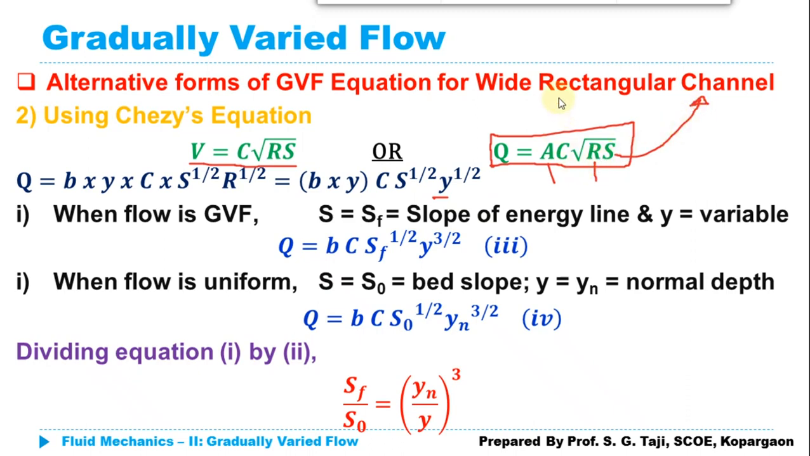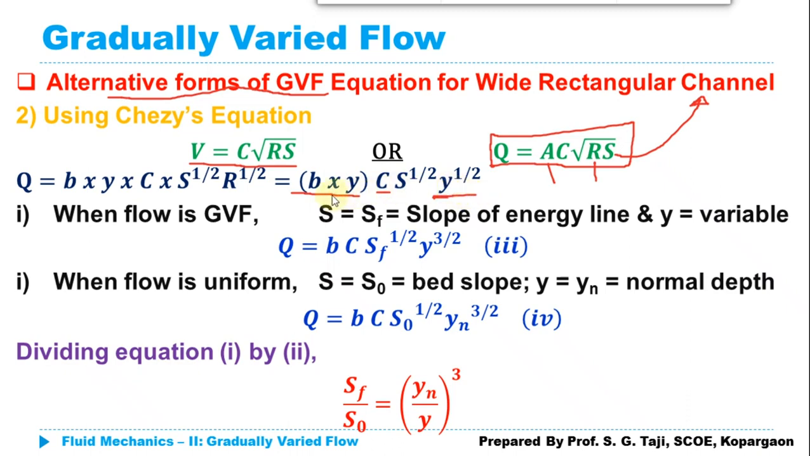So if we are considering a wide rectangular channel, or the alternative form of the GVF equation is applicable to the wide rectangular channel, in that case R will be replaced with Y only. So after putting this value of A and Y, what equation we are getting here? Q is equal to B multiplied by Y multiplied by C multiplied by S raised to 1 by 2 and Y raised to 1 by 2.